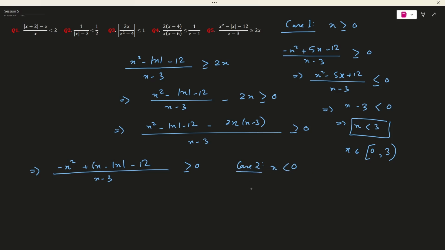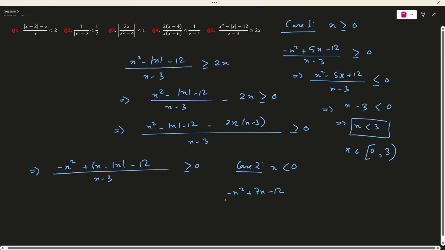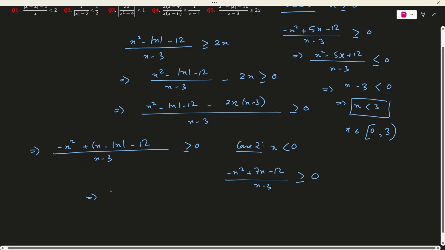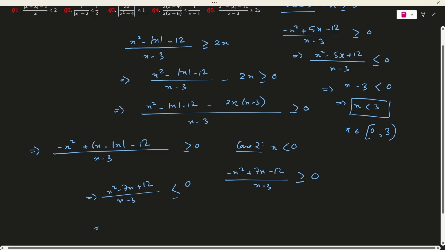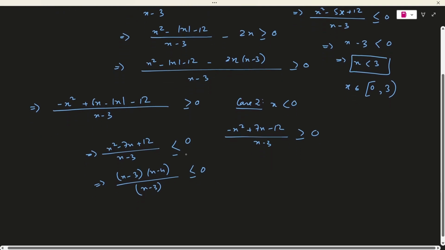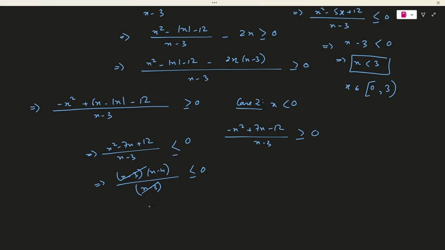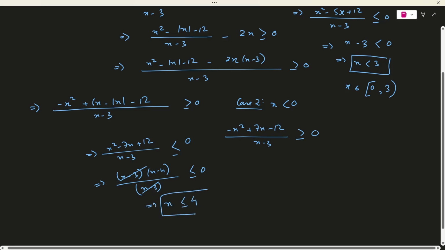X less than 0. If x is less than 0, then minus x square plus 7x minus 12 by x minus 3 is greater than or equal to 0. From here I can say x square minus 7x plus 12 by x minus 3 less than or equal to 0. Can I factorize? Yes. X minus 3, x minus 4 by x minus 3 less than or equal to 0. Now guys, please remember x is not equal to 3. So I can cancel this. X is not equal to 3. From here I will get x is less than or equal to 4.